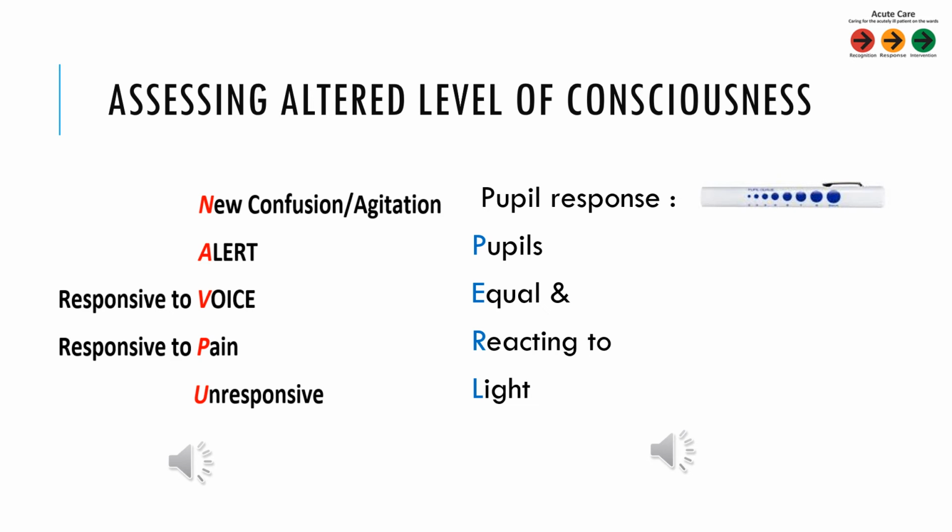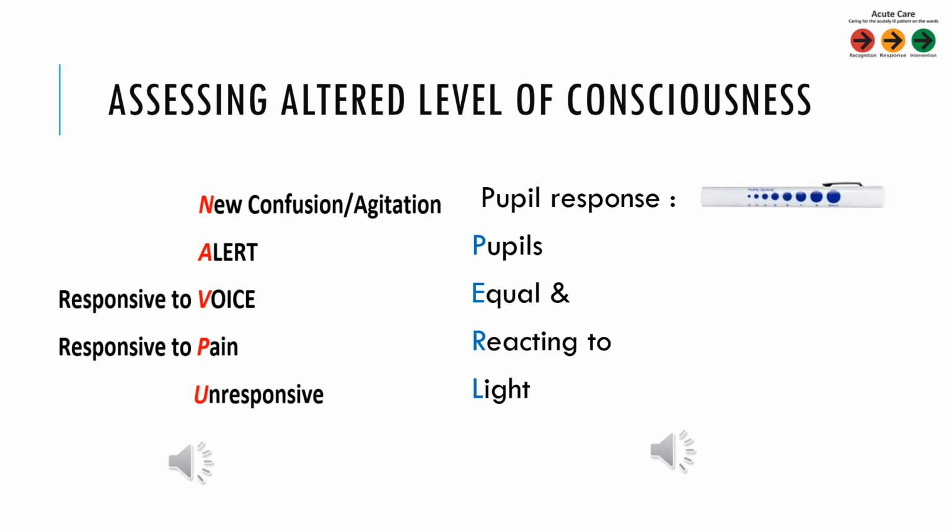AVPU is a simple tool used to assess the level of consciousness of the deteriorating patient. Please note that there is a more comprehensive presentation specifically around this subject available on the Acute Care Team's website. We consider new confusion as a concern because it may be an indicator of hypoxia. When we say A for alert, we want the patient to be at their baseline. If we do not know what the patient's baseline is prior to meeting them, we assume that any abnormality is new until we learn differently.